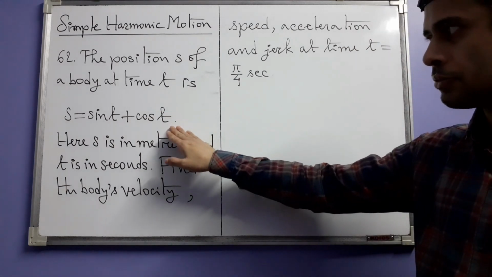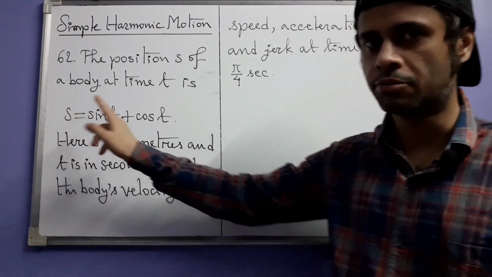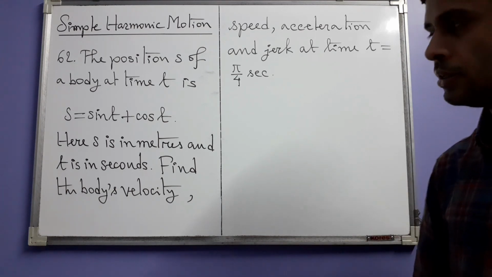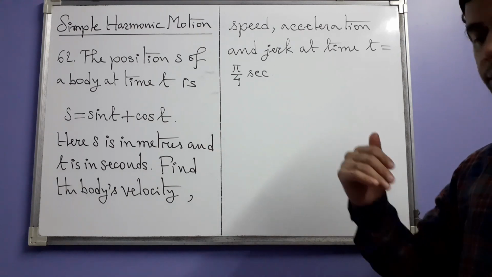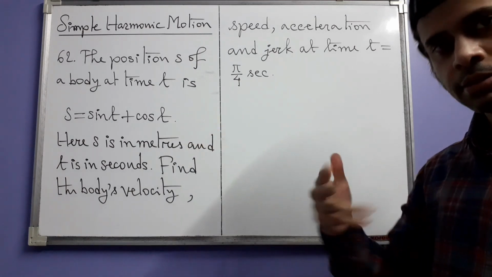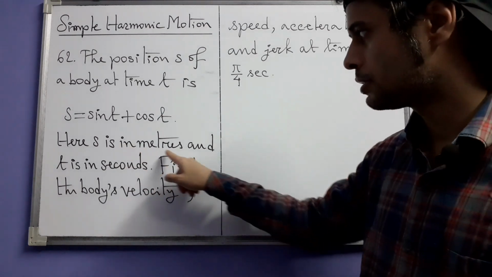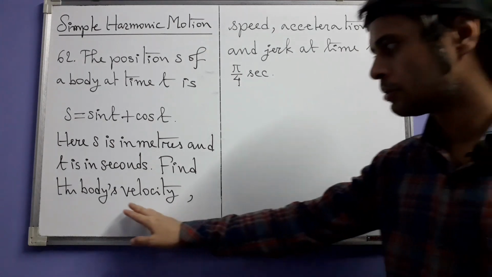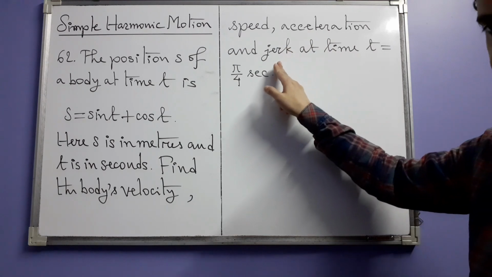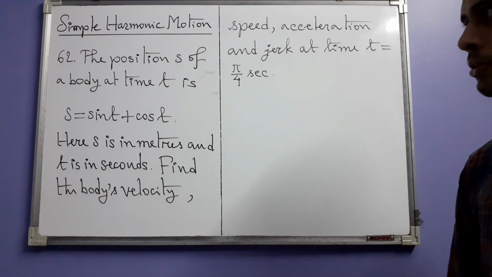If you draw the graph of this function, where you consider this as your y variable and t as your x variable, on Desmos graphing facility, you will see that the graph is like a wave. So the motion this equation is describing is actually simple harmonic motion. What is it that we have to do here? Here S is in meters and t is in seconds. We have to find the body's velocity, speed, acceleration and jerk at time t equal to pi over 4 second. So let's just calculate these things.